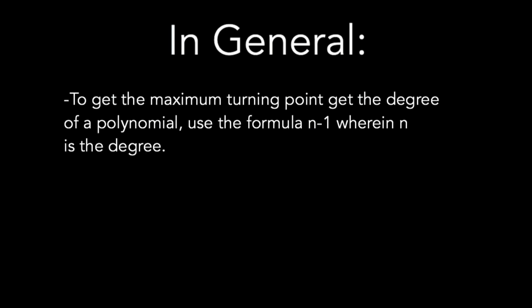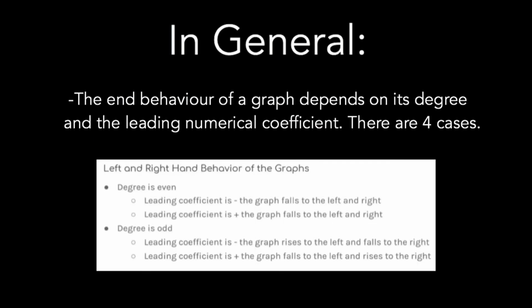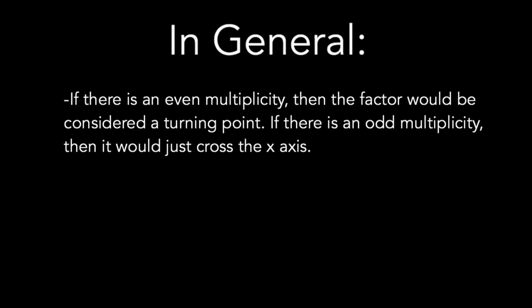To get the maximum turning point, get the degree of a polynomial. Use the formula n minus 1 wherein n is the degree. The end behavior of a graph depends on its degree and the leading numerical coefficient. There are 4 cases. If there is an even multiplicity, then the factor would be considered a turning point. If there is an odd multiplicity, then it would just cross the x-axis.